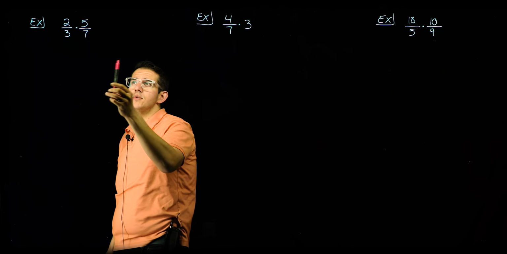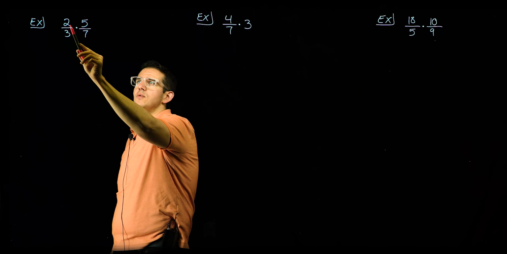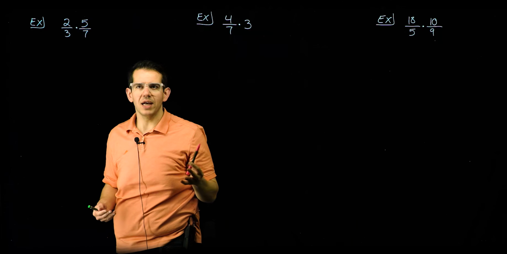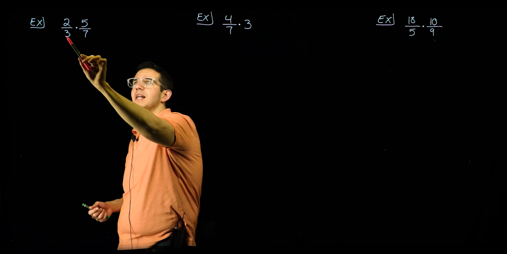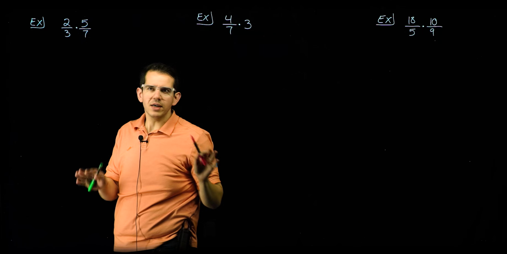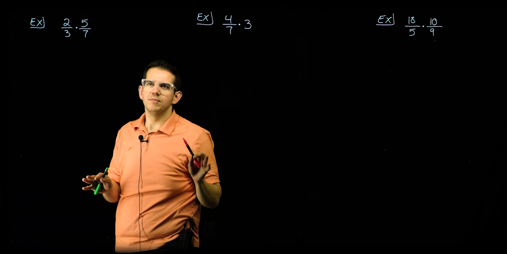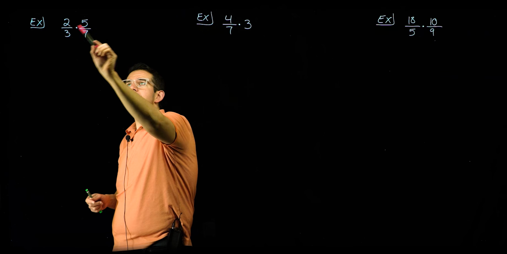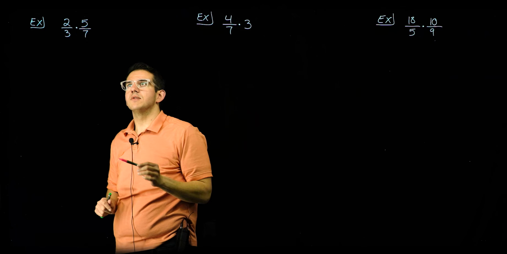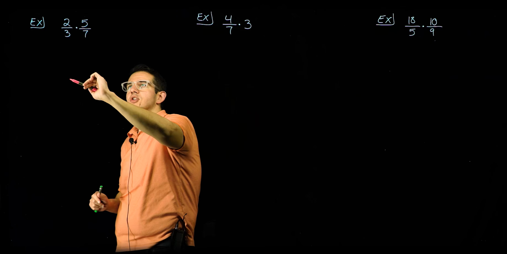In this case, if we do a quick check, 2 does not have anything in common with 3 and 7. There's nothing that'll cancel. And 5 does not have anything in common with 3 or 7. So nothing is going to cancel in this problem. But that allows us to begin just straight multiplying across in this fraction with the other fraction.